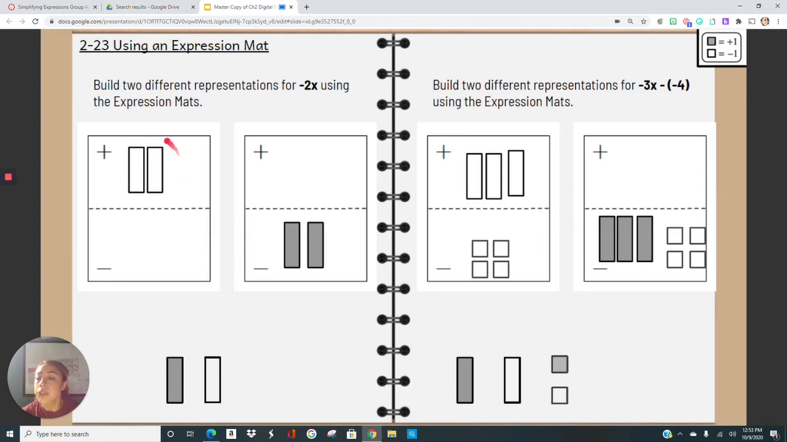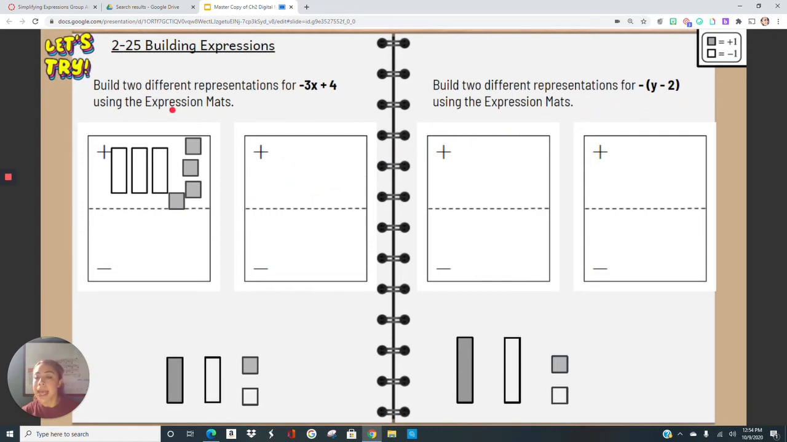Now we were asked to build negative 2x. If I put negative 2x, this here is one way. But I can also think about my negative or opposite region and say the opposite of a positive 2x also gives me negative 2x. Then in the next example, I have negative 3x minus the opposite of negative 4. Or I can say the opposite of 3x and the opposite of negative 4. Both of these expressions will represent negative 3x minus the quantity of negative 4.